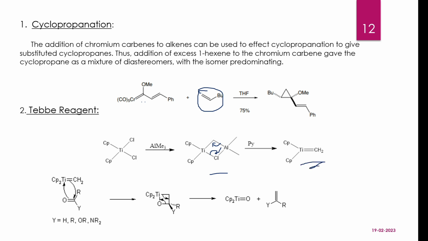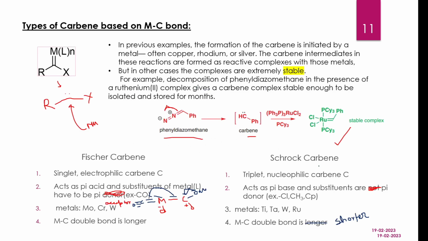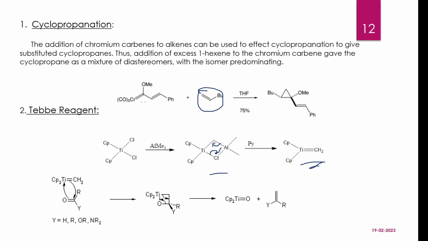So we learned in the last slide that titanium gives a Schrock carbene, a triplet carbene. When this type of carbene system is added to a carbonyl compound like aldehyde, ketone, ester or amide, what is happening? This type of cyclic, cyclobutane-like intermediate will form, and that will again undergo rearrangement with bond breaking. It will give us this type of compound. What is happening is that the carbonyl oxygen is replaced by CH2.